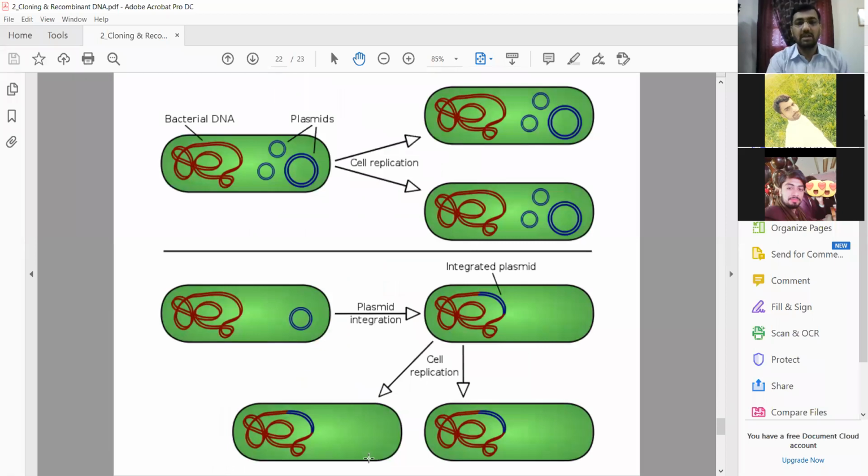So this is the representation slide of how DNA plasmids replicate within the bacteria. There are two possibilities: the plasmids replicate extrachromosomally, remaining outside the nucleus and replicating and dividing into two cells, or they integrate into the nuclear DNA and replicate with the nuclear DNA.